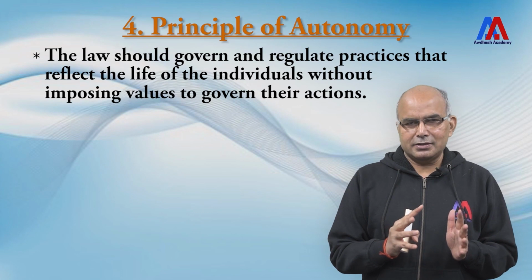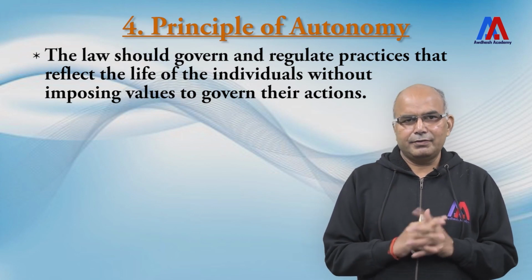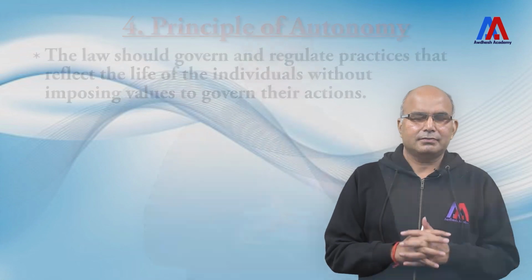Now we'll come to the fourth important principle of the public interest, and that is called the principle of autonomy. That means people should be given as much autonomy as possible to live their life. So the law should govern and regulate practices that reflect the life of the individual without imposing values to govern their actions. The government should not tell the citizens what sort of values they should follow, what sort of dresses they should wear, what sort of food they should eat, what should be done, what should not be done. That should be decided as much as possible by the citizens themselves.